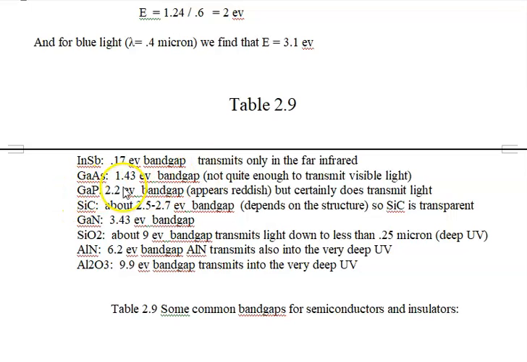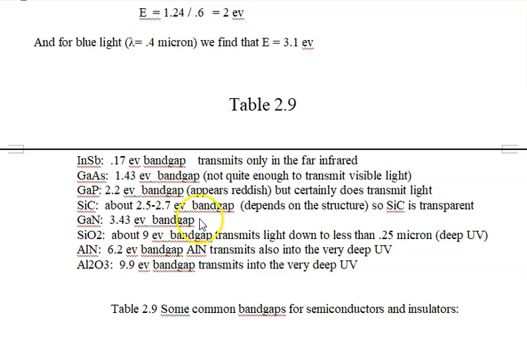Gallium arsenide, 1.43 eV, not enough to transmit visible light. Gallium phosphide, 2.2 eV, it appears reddish, very, very close to the visible range. Silicon carbide is about 2.5, 2.6, 2.7, and silicon carbide is transparent, and we'll see why in just a little bit. Gallium nitride is 3.43 electron volts.